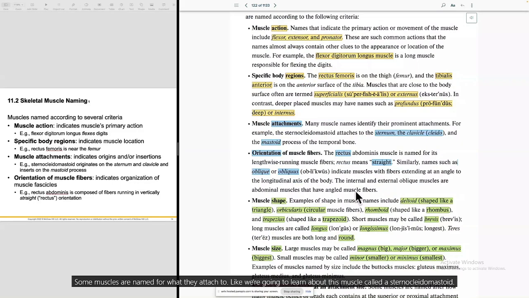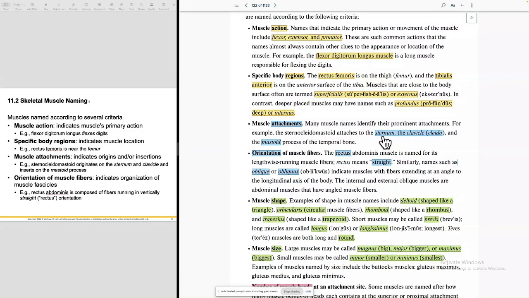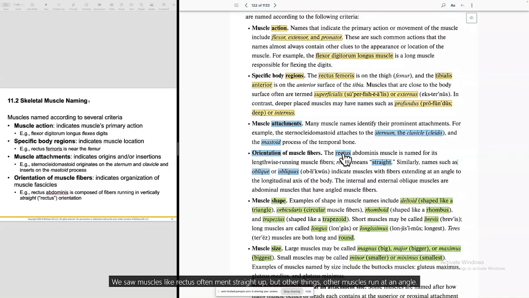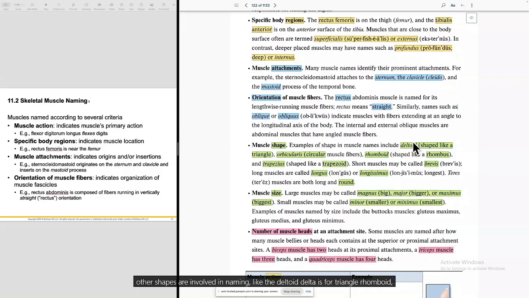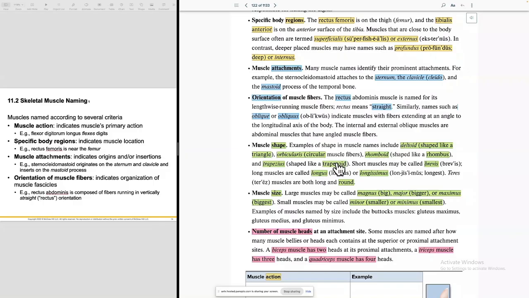Some muscles are named for what they attach to. Like we're going to learn about this muscle called sternocleidomastoid. It attaches to my sternum. And cleido is for clavicle, and that mastoid process, right? There is the three bony attachments in the name. We saw muscles like rectus often meant straight up. Other muscles run at an angle, and so they maybe have the name oblique. We've already seen an orbicularis. Remember, that was the orbit. We saw orbicularis oris. Other shapes are involved in naming, like the deltoid. Delta is for triangle. Rhomboid, which is a four-sided area. The trapezius, like a trapezoid.